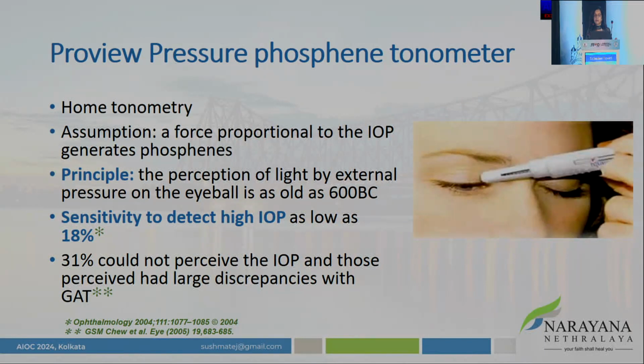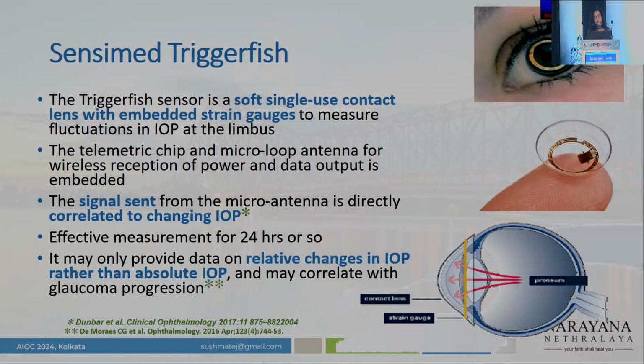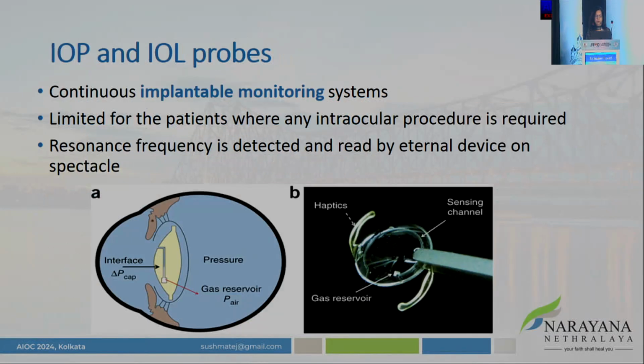Phosphene tonometer, self-tonometry, but its sensitivity to detect is very low, so not very popular. Triggerfish was a contact lens embedded with strain gauges to measure the elasticity in the limbus due to change in the intraocular pressure. But it tells you about the relative changes of intraocular pressure and not the absolute intraocular pressure, considered to be good for 24 hours, but still not so popular.